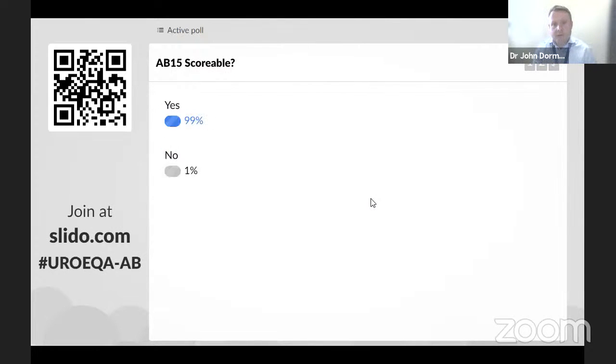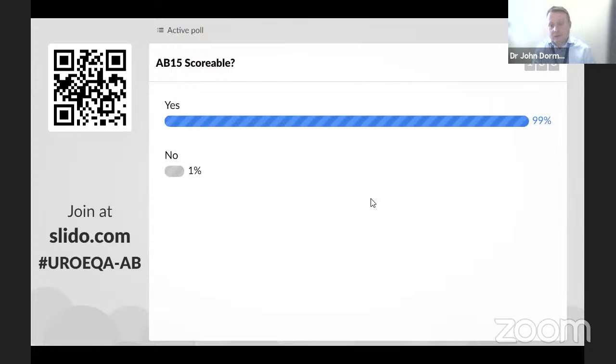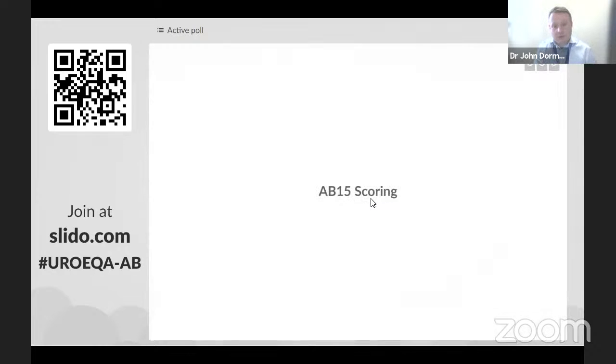Okay, well above. So 99% of us agree that we can score this case. So we will go on and do that. Give it a couple more minutes for a couple more votes.